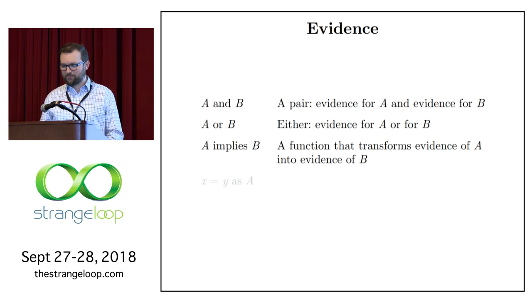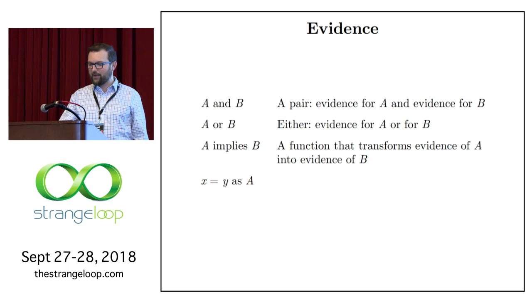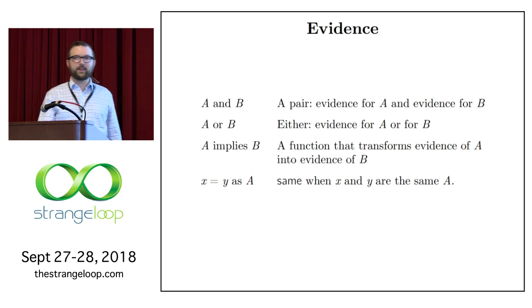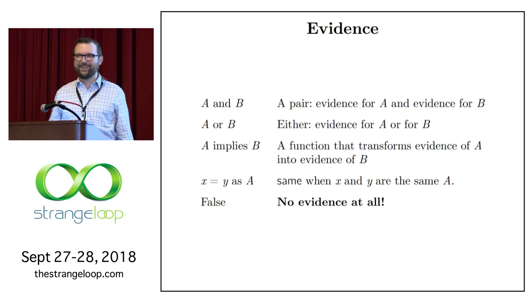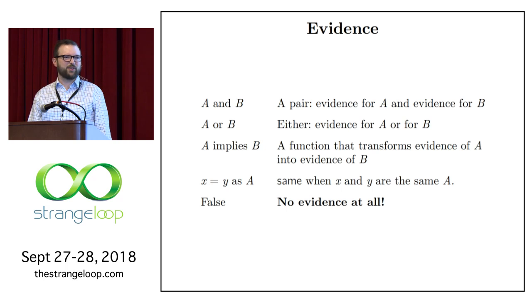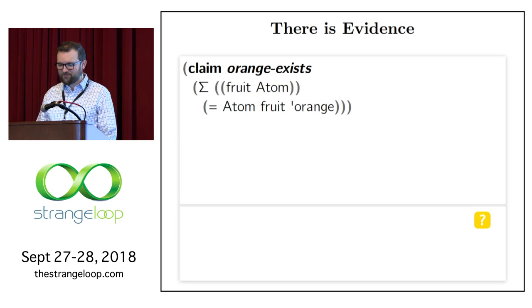That's a program. And then, as we've seen, if we want to see that x and y are equal according to the type A, well, when they're the same A, then we get to use that constructor same that we saw before. What about a false statement? What counts as evidence for a false statement? Nothing whatsoever. If we had evidence for a false statement, we'd be in trouble.